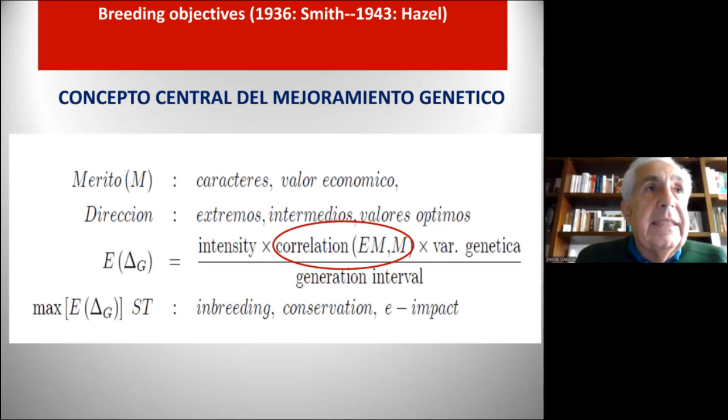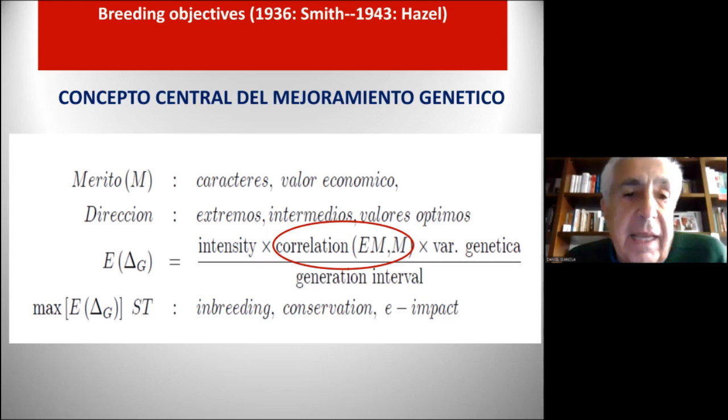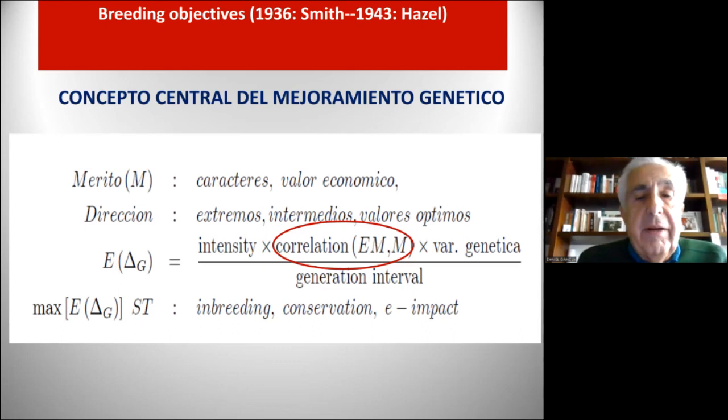And this essentially is a parascientific problem. The idea of defining merit is really context dependent. What we deal with as scientists is trying to estimate merit in the best possible manner. And once you define the merit, we have to define the direction of the population. Are you going to select for extremes? Are you going to select for intermediates? Or are you going to try to move the population towards some value that is considered optimal?